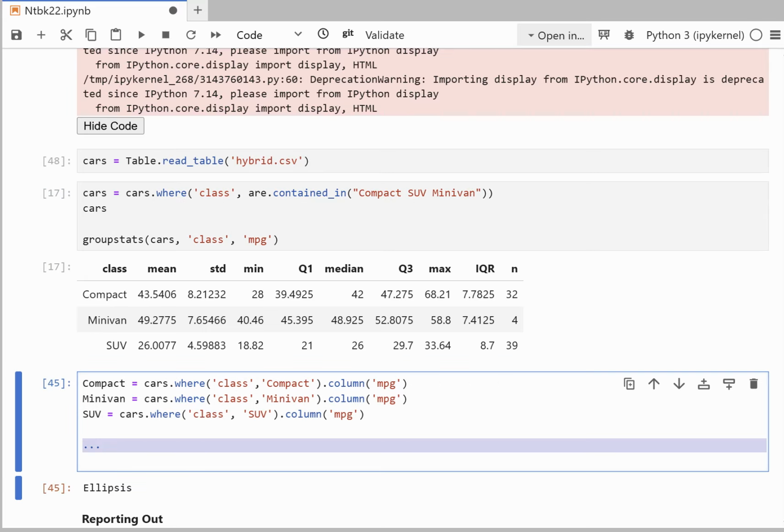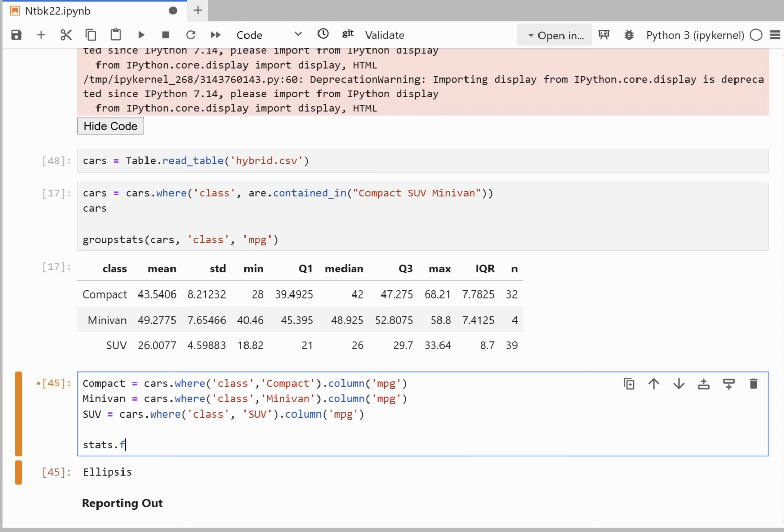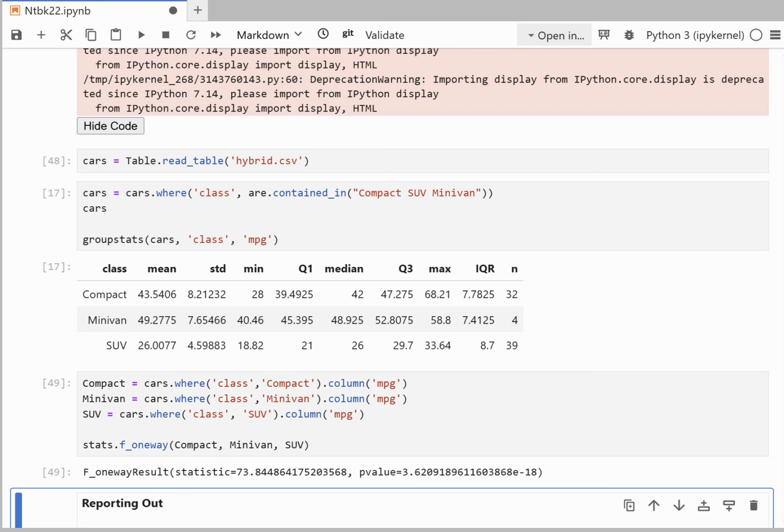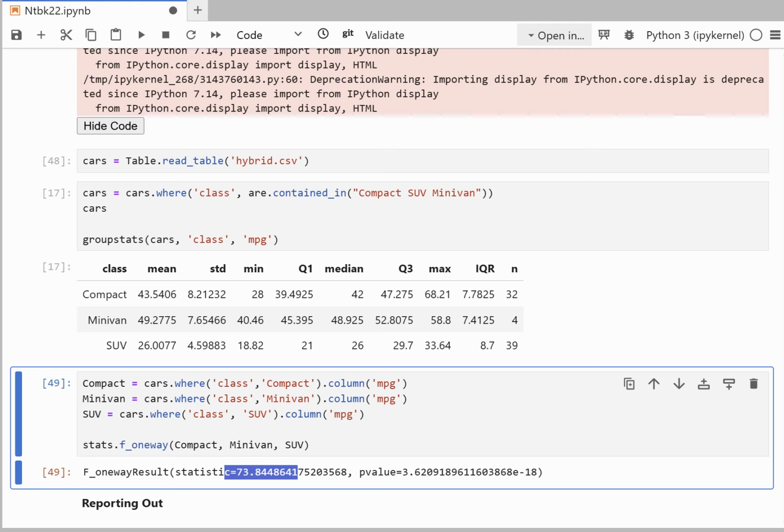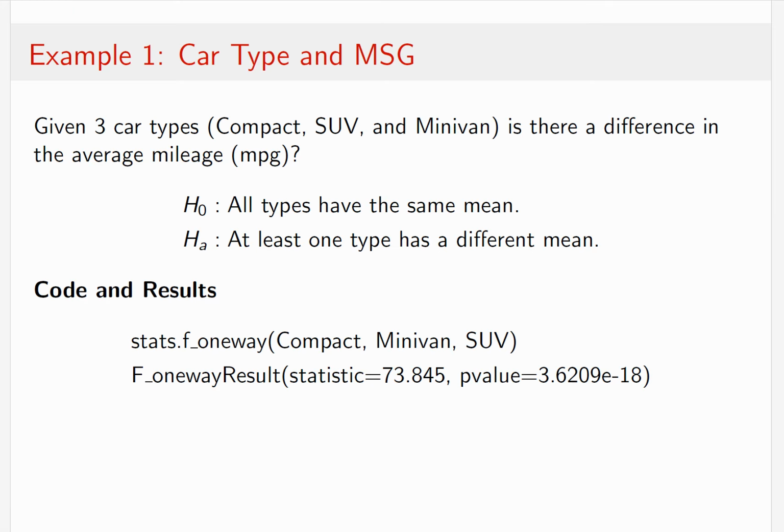And again, how do I run it? I just type in stats.f underscore one way, and then I enter each array. And it doesn't matter which order I type them in, but I'm going to go in the same order that they're presented up there. All right, I just type in the names of the arrays and it runs. Okay, and I get a test statistic of 73.8 and a p-value that is switched to scientific notation. So I have 3.6 times 10 to the negative 18th. Okay, so you'll see that I've summarized the results here, specifically the p-value.